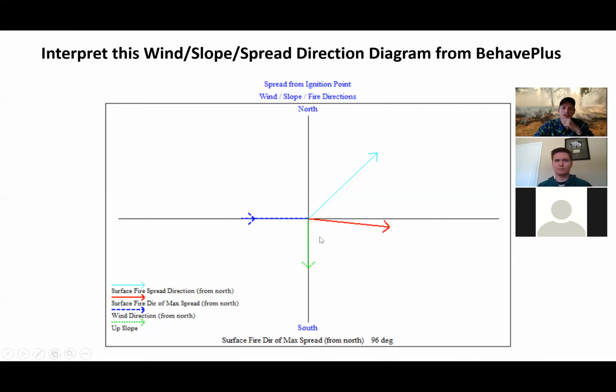And then we have a north facing slope, right? Because upslope is going south. So that means the face of the slope is facing north. These are pretty useful. I like to always output this image whenever we're dealing with wind and slope that aren't in alignment. It just helps visualize what you're actually simulating.